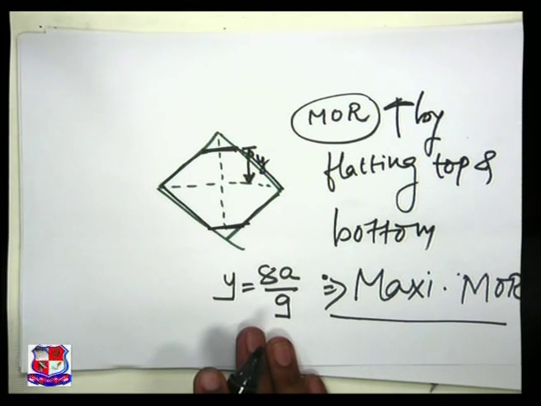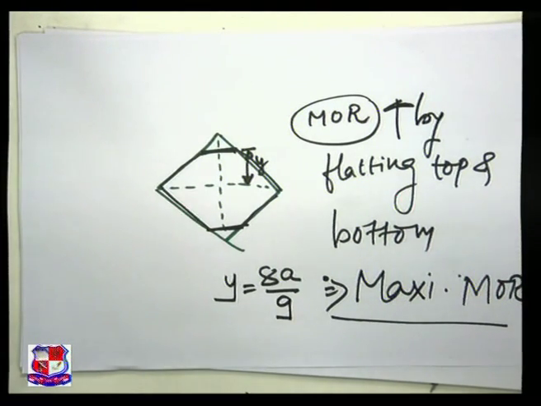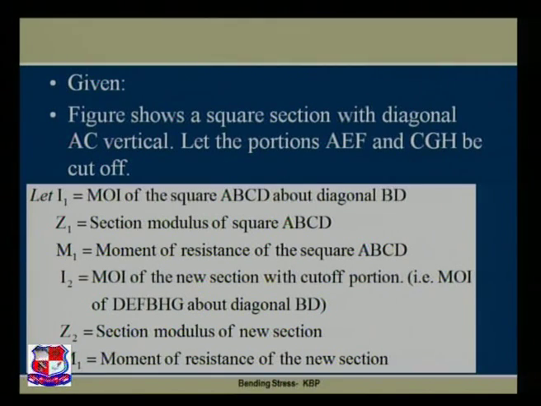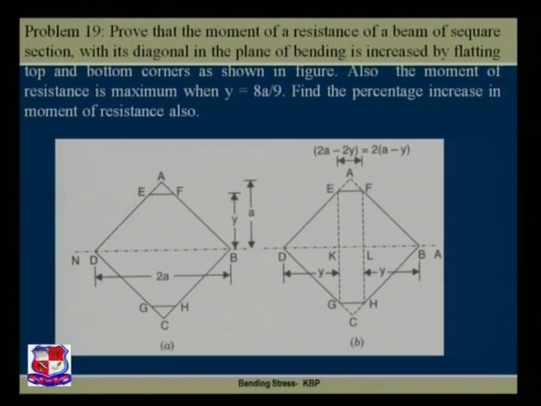So now let us come to this particular PPT. Now, the figure shows a square section with the diagonal AC vertical. Let AEF and CGH be cut off. Refer to the figure previously. Let this AEF and CGH be cut off. I have to remove this section, and the section will be visualized as shown over here.